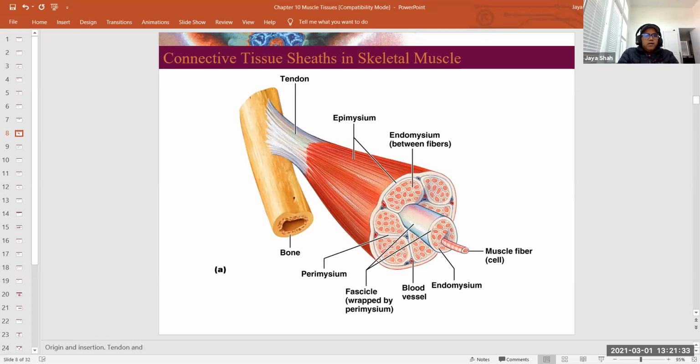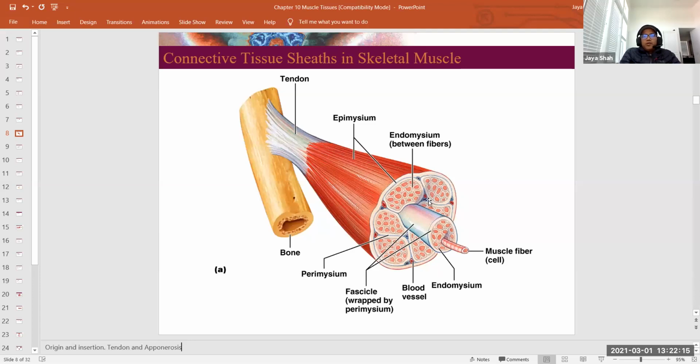And if this tendon is fanned out and attached to bone in a wide, radiated, spread way, then we call it an aponeurosis. So tendon and aponeurosis are both attaching the muscles to the bones. The difference is that a tendon is converged, whereas an aponeurosis is diverged. Okay.